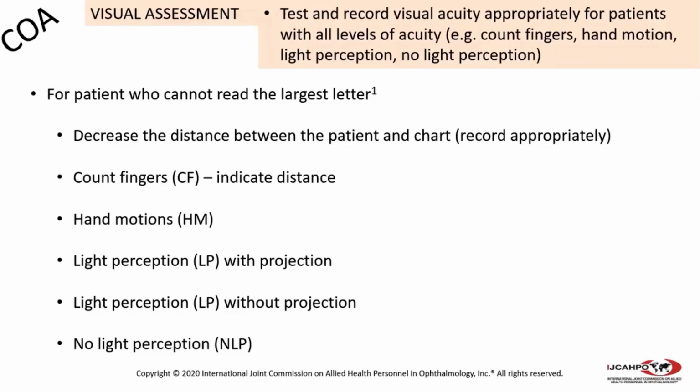For the patient who cannot read the largest letter, you would decrease the distance between the patient and the chart and then record appropriately. You could then ask the patient to count fingers, indicating the distance the patient was able to count fingers. From there, if the patient is unable to count fingers, you would then do hand motions. If unable to see hand motions, light perception with projection. From there, light perception without projection. And finally, no light perception.